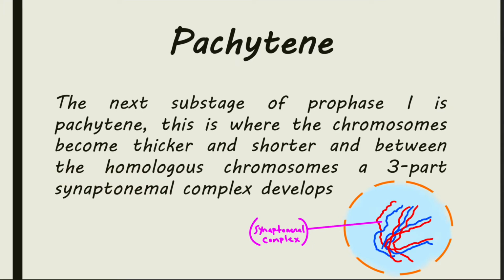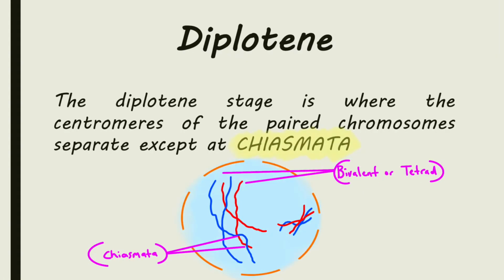The next substage is known as pachytene, and in this substage, the chromosomes become shorter and thicker, and a 3-part synaptonemal complex develops between homologous chromosomes. Diplotene is the 4th substage, and this is where the centromeres of the paired chromosomes separate except at the chiasmata. Each location where 2 chromosomes cross is called a chiasma, and multiple of these are known as chiasmata.